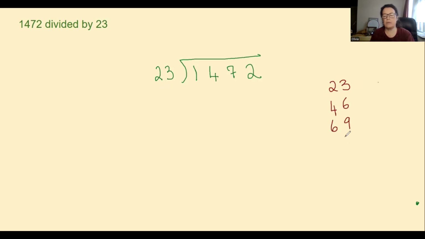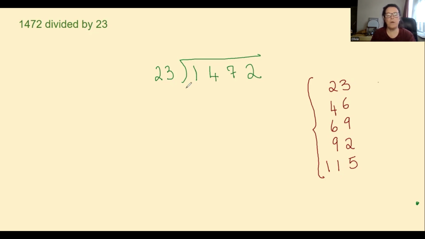Add on another 23. Well, 69 plus 23, let's pretend the 69 is 70 by adding on 1. 70 plus 23 is 93. Take back off that 1. It's 92. Let's do another one. 92 plus 23 is 115. So we can stop there.